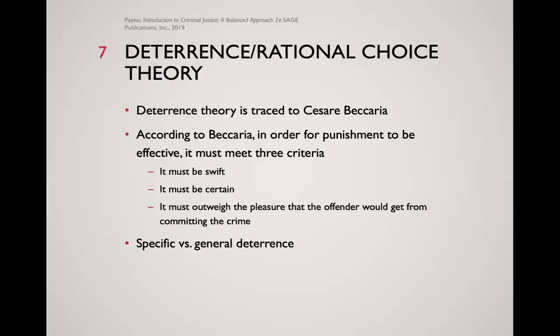One of the main aspects of deterrence theory is that there are 2 different types of deterrence. There is specific, and then there is general deterrence. The best way that I can discuss this, and the best way that you can comprehend it, is when you're thinking about who is being deterred from committing the crime.